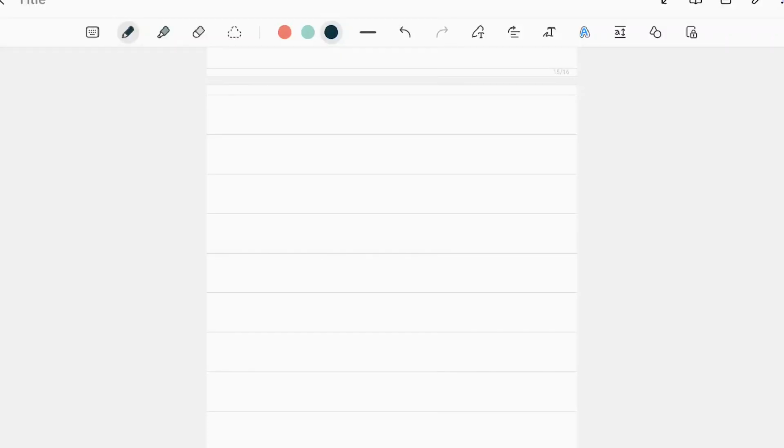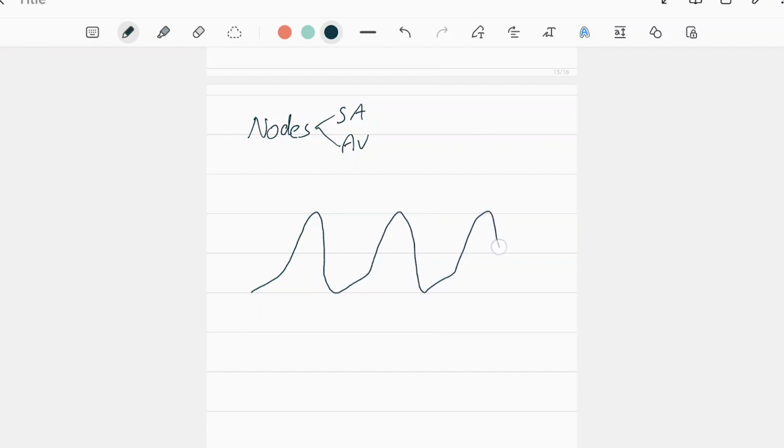We'll talk about the action potential in nodal tissue or pacemaker tissue. So your nodes, meaning SA node and AV node, have a different action potential. How does it look? It's known as a slow response action potential. This is how it looks, very much different from what we studied about cardiac muscle action potential. This is your nodal tissue action potential.